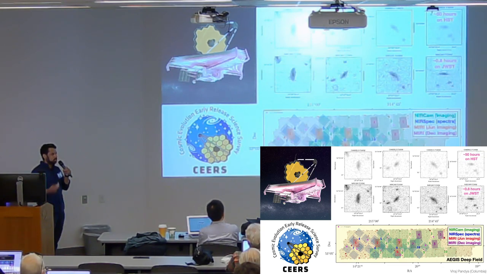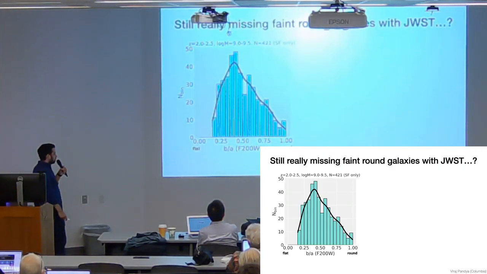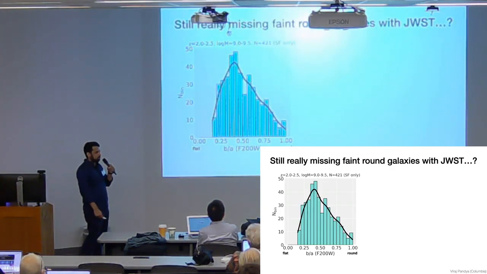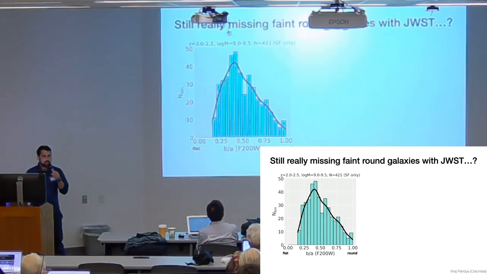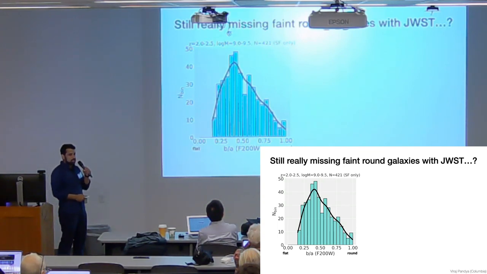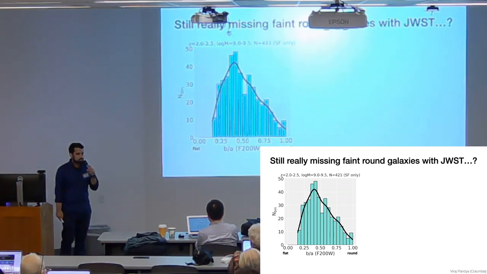So we can use this exquisite data with its improved sensitivity, spatial resolution and wavelength coverage to go to higher redshifts and revisit this puzzle. And in particular, when we measure the distribution of axis ratios for high-redshift low-mass galaxies in the CEERS imaging, despite the improved sensitivity and resolution of James Webb, we still see the same asymmetric distribution for B over A skewed towards small axis ratios.